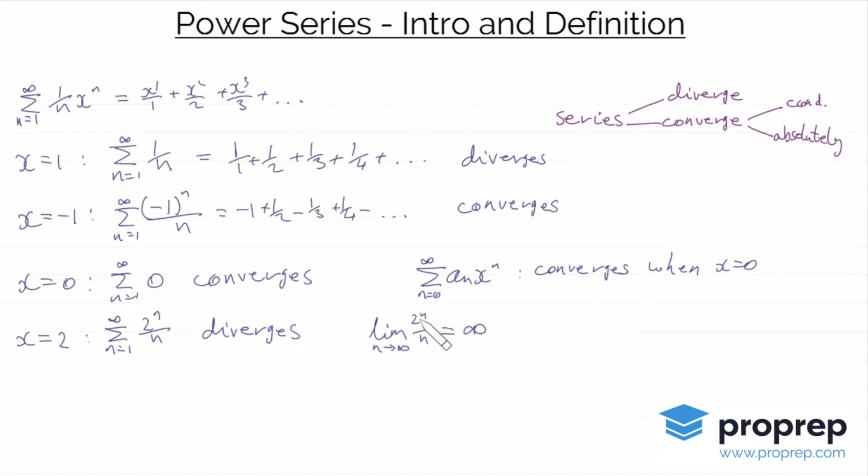There's many ways of showing this. One way would be to use the function 2 to the x over x, and then use L'Hopital's rule. I don't want to get into this too much. Anyway, it goes to infinity, it does not go to 0. So if the general term doesn't tend to 0, then the series diverges. Okay, now we've got some values.